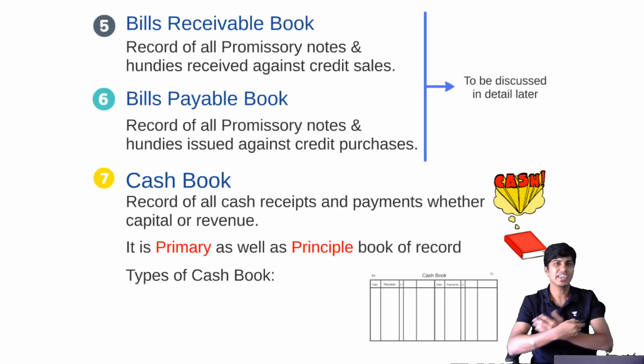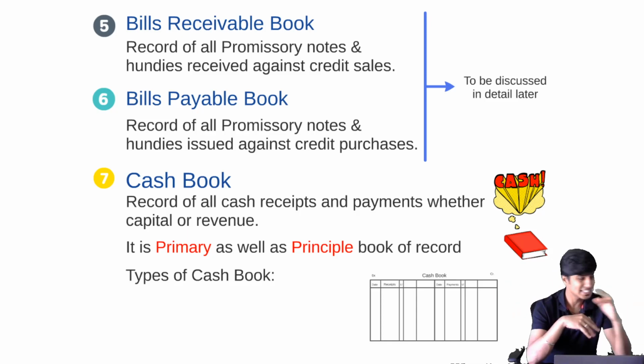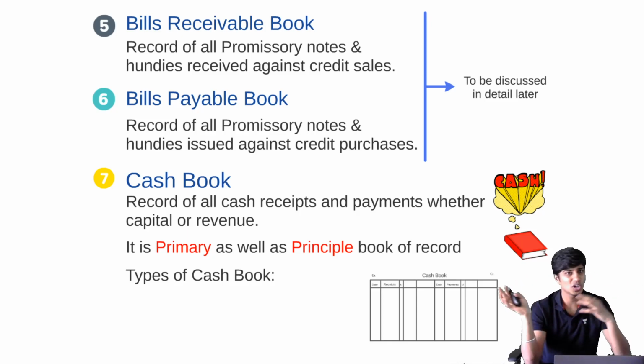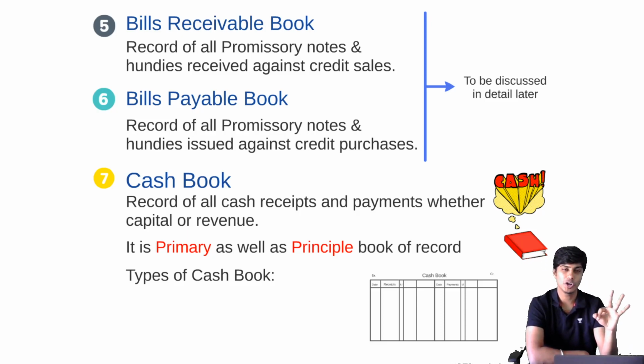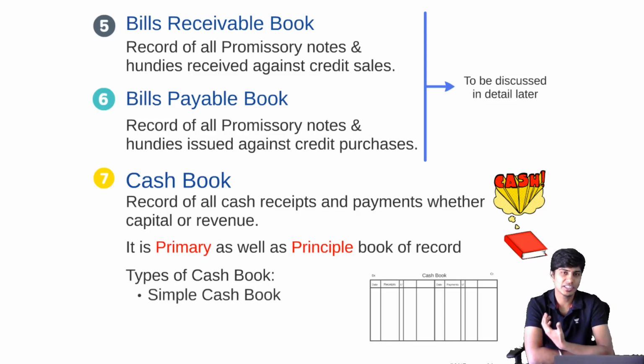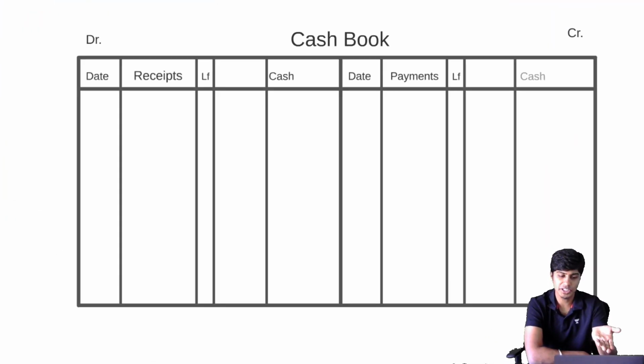Done. Then we have cash book where we will record all the cash receipts and all the cash payments, whether capital or revenue, whether sale or purchase, whether asset or goods, it doesn't matter. If it affects cash, it will come. Whether it is paid or received, doesn't really matter. Understood? And cash book further has types. Simple cash book, which is one column, only cash column.